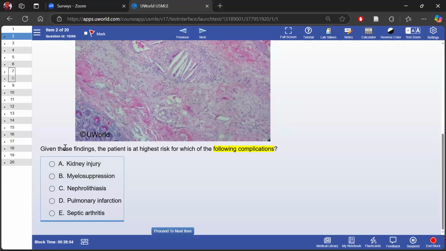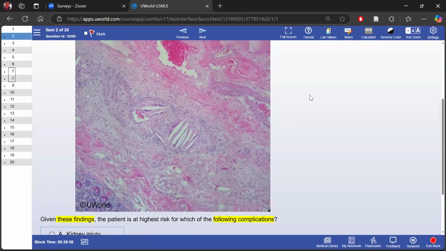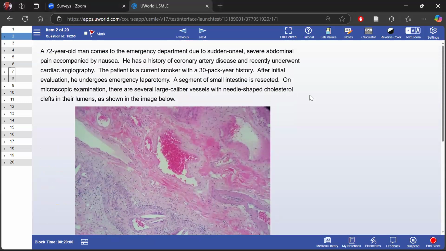The examiner uses this word, these findings. Whenever an examiner uses these or this, the findings are likely mentioned just before the question. So I'll read the second to the last sentence and see if I can figure out my answer without reading the whole thing.